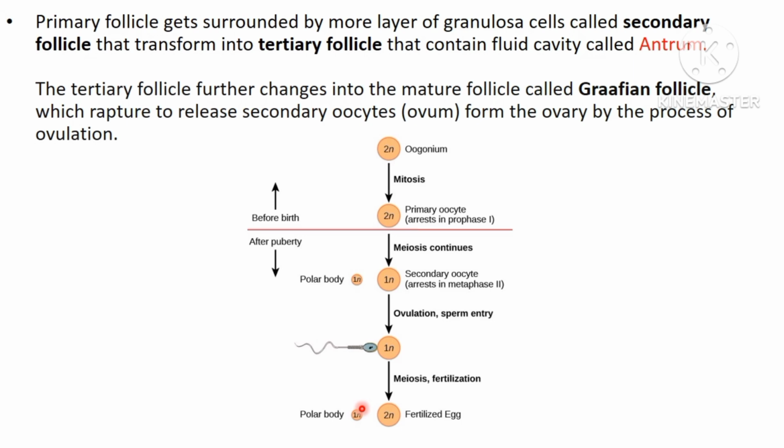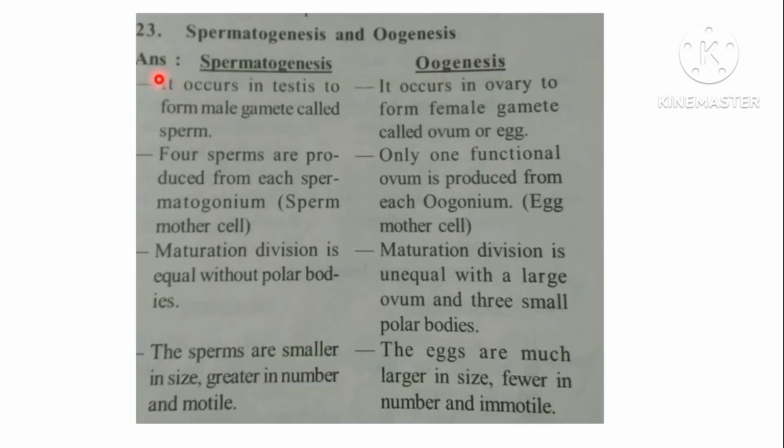The key differences between spermatogenesis and oogenesis. Spermatogenesis occurs in the testes and oogenesis occurs in the ovaries. Spermatogenesis forms male gametes called sperm. Oogenesis forms female gametes called ovum or egg. 4 sperms are produced from each spermatogonium, and in oogenesis only one functional ovum is produced from each oogonium.